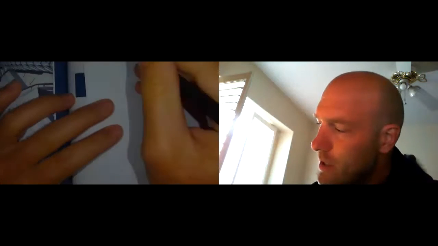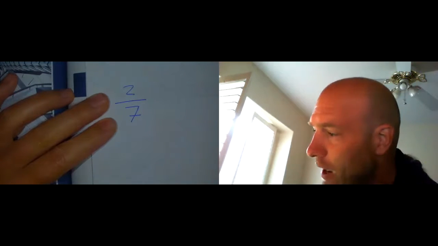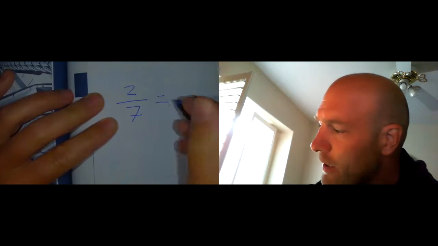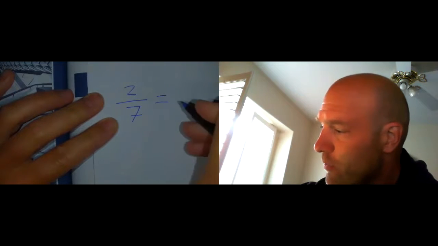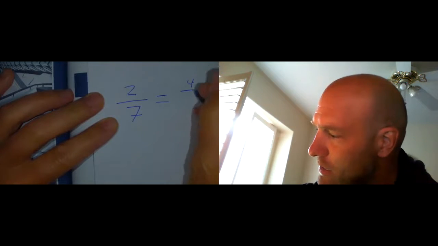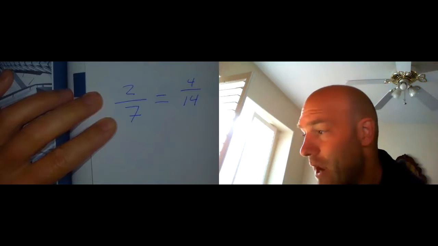A ratio, of course, is the comparison of two numbers, like a score in a water polo game or something like that. Where a proportion is the equality of two ratios. So 2/7 would be the same thing as 4/14 or something like that.